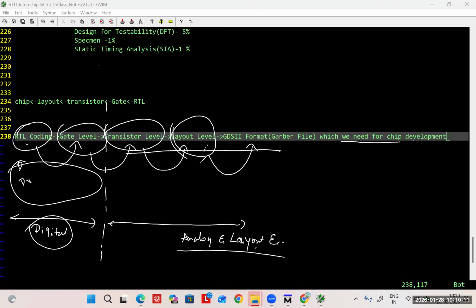I think today you got some idea what is behavioral, what is RTL, gate level, transistor level, and layout level. Who is the RTL engineer, design engineer, verification engineer, analog engineer, digital engineer, and what they do. So we'll stop the class for the day. Tomorrow we'll continue from here, and I will explain who the other engineers are.